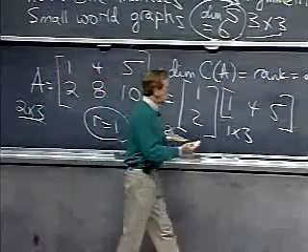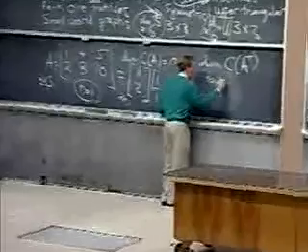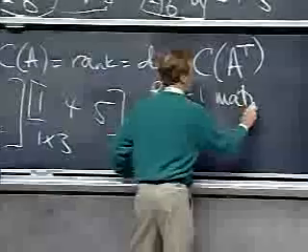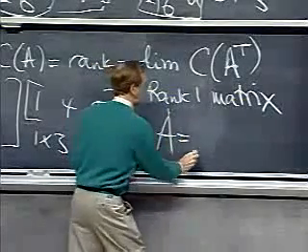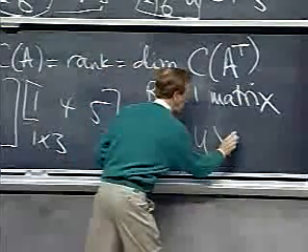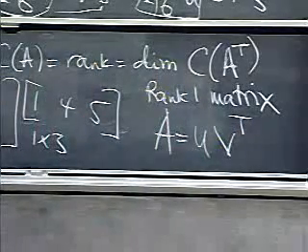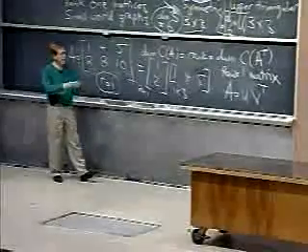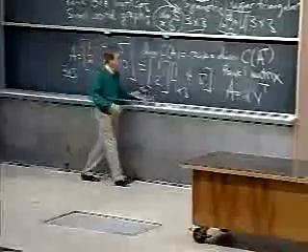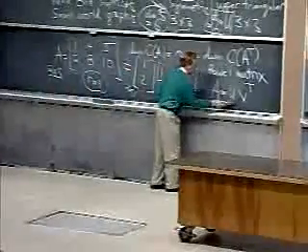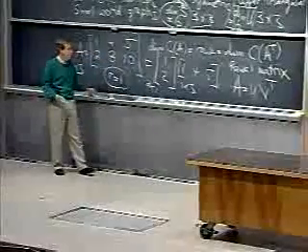So my point is that every rank 1 matrix has the form some column times some row. So U is a column vector, V is a column vector, but I make it into a row by putting in V transpose. So that's the complete picture of rank 1 matrices.